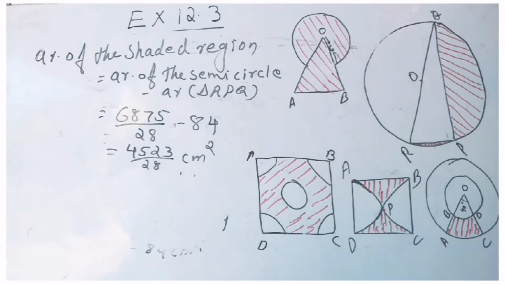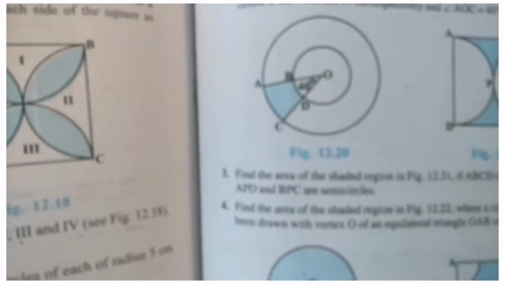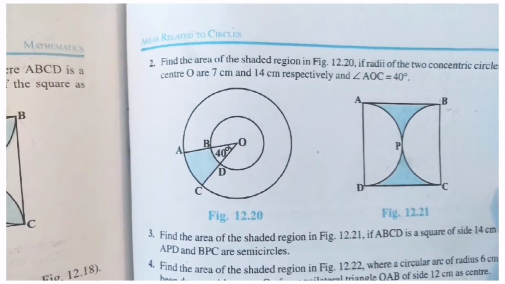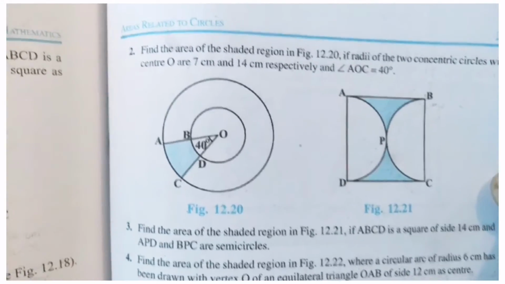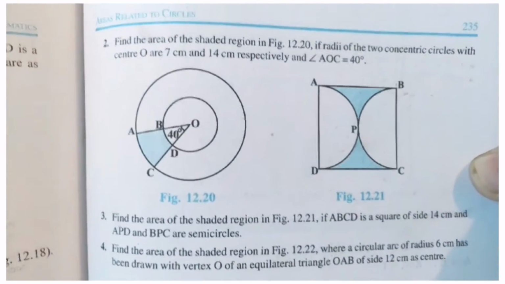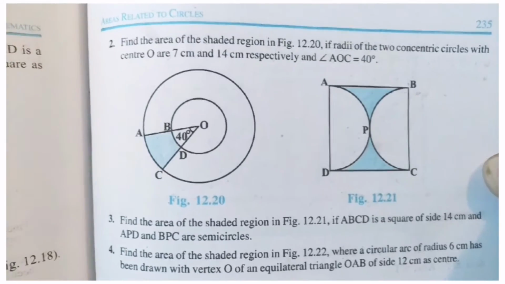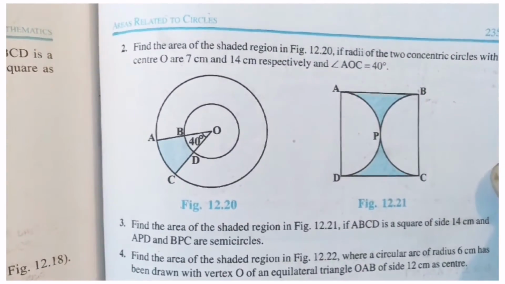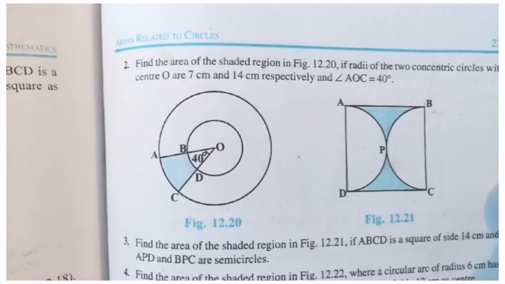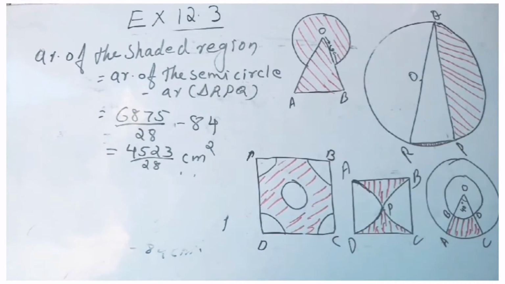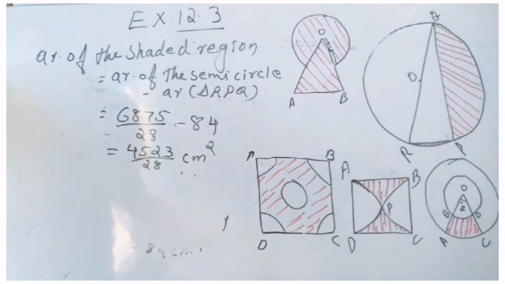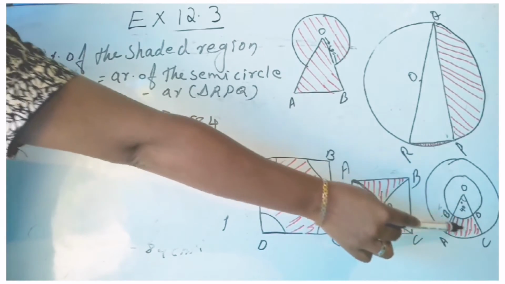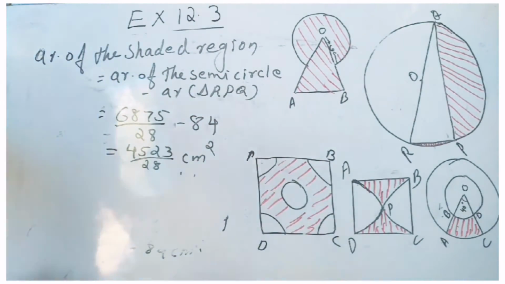Now second question. Find the area of the shaded region in figure 12.20 if the radii of the two concentric circles with center O are 7 cm and 14 cm respectively and angle AOC is equal to 40 degree. So this is our figure, and we need to find the area of the red shaded portion.